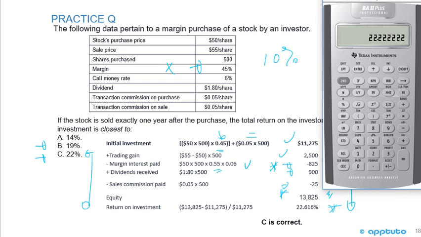Just bring up the calculator very quickly here. I had ending 13,825. Going to divide by my beginning 11,275 minus 1 and multiply by 100, so I get a nice round number. And I'm going to have 22.61, and taking my shortcut, guesstimation was 22%. This is 22.61. Okay, so correct answer C.